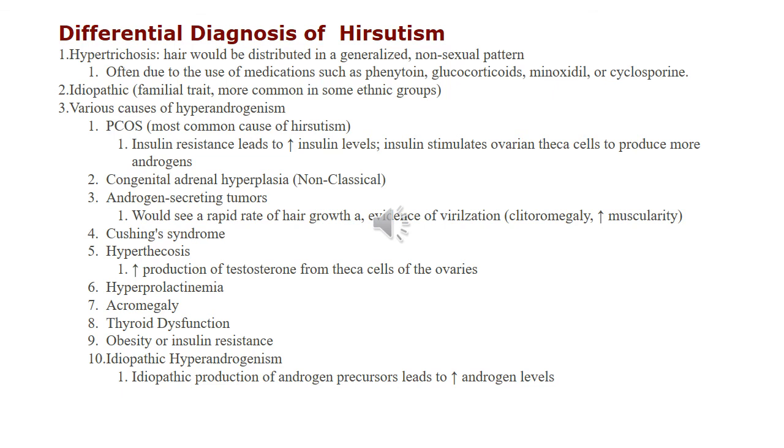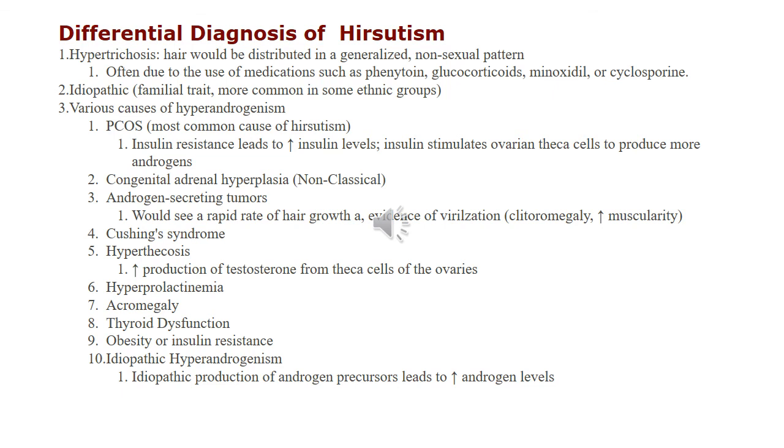Various causes of hyperandrogenism: polycystic ovary syndrome is most common. Insulin resistance leads to increased insulin level. Insulin stimulates ovarian theca cells to produce more androgen. Congenital adrenal hyperplasia, in the classical form, is early. Androgen secreting tumor would show rapid rate of hair growth and evidence of virilization, clitoromegaly, and increased muscularity.